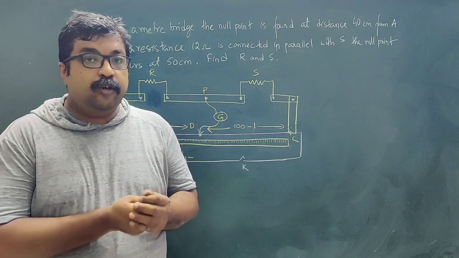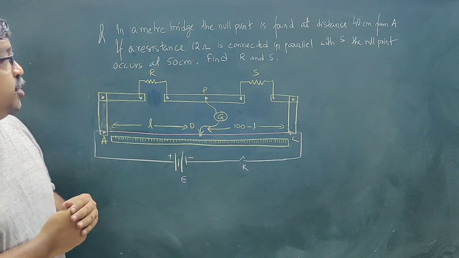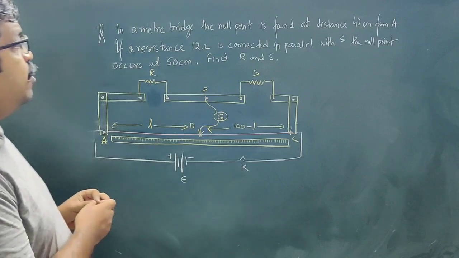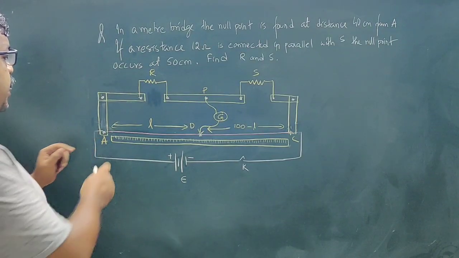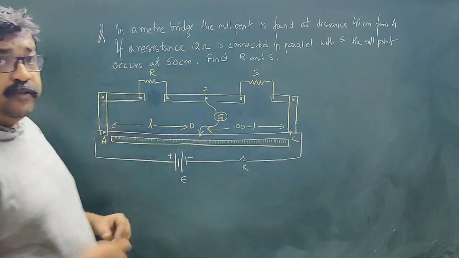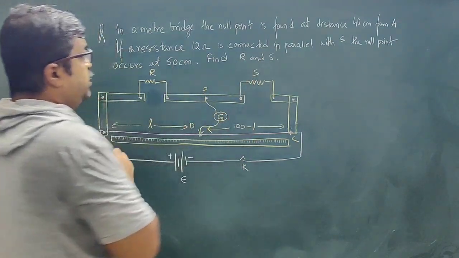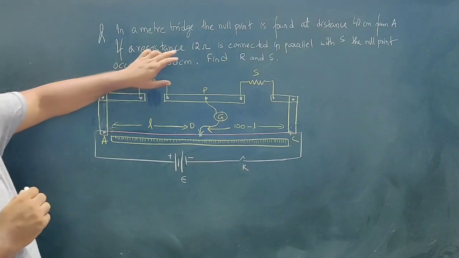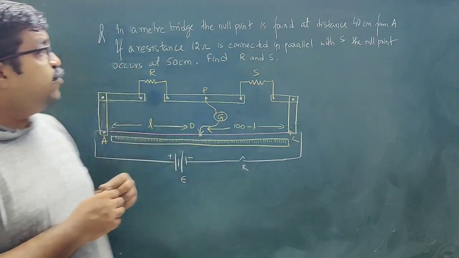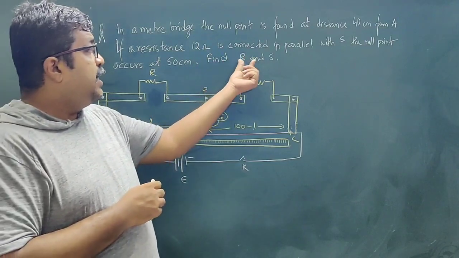Now, based on our understanding of the concept of meter bridge, let us solve this question. In a meter bridge, the null point is found at a distance of 40 centimeter from A. This is the known resistance R and this is the unknown resistance S. If a resistance of 12 ohm is connected in parallel with S, the null point occurs at 50 centimeter. Find R and S.